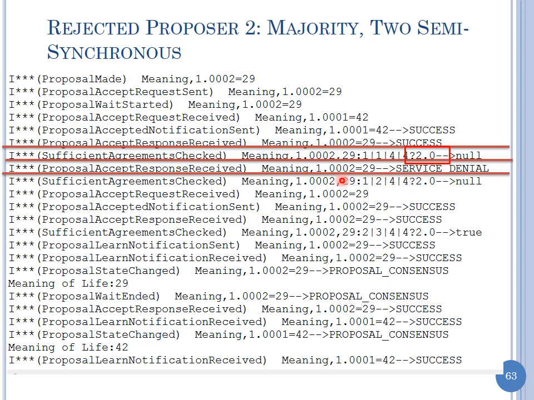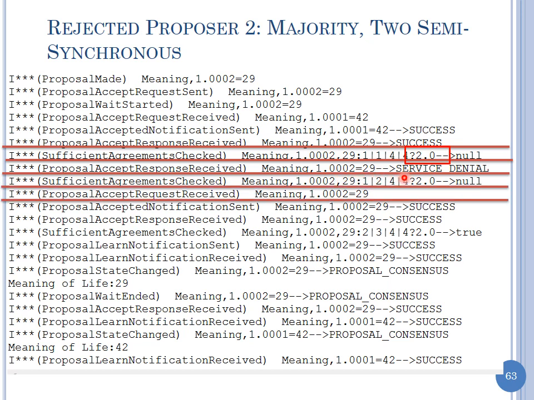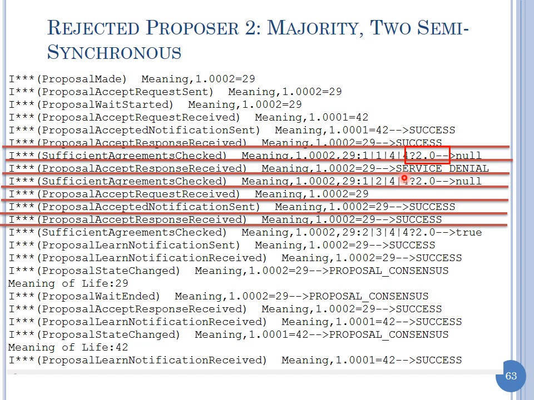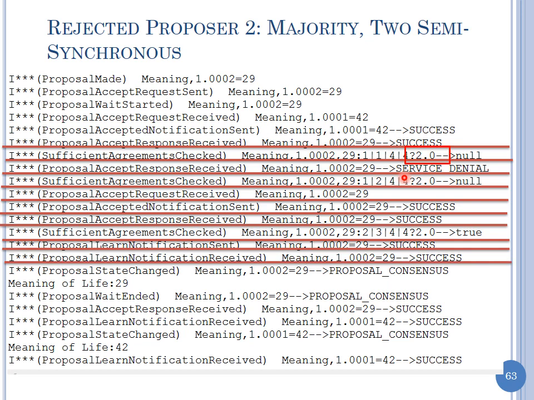And we get a service denial here. So we have 1-2, and like I said, we are both the acceptor and the proposer. So we get our own accept request. We send our own notification saying we agree. We as proposer receive that response, and now we've got 2 agreements out of 3 notifications, and we declare success. We send this value to everybody else, and we receive that notification ourselves, and we change our state to proposal consensus.